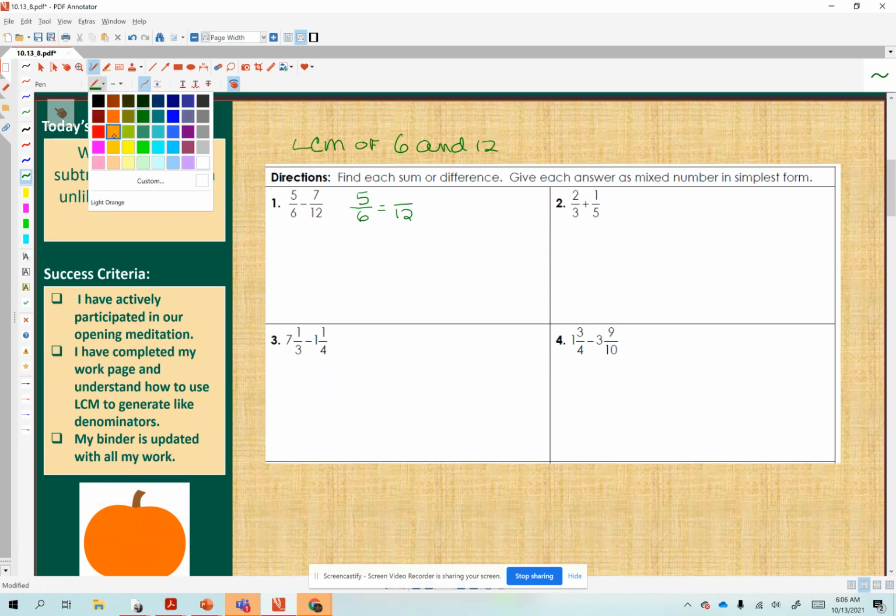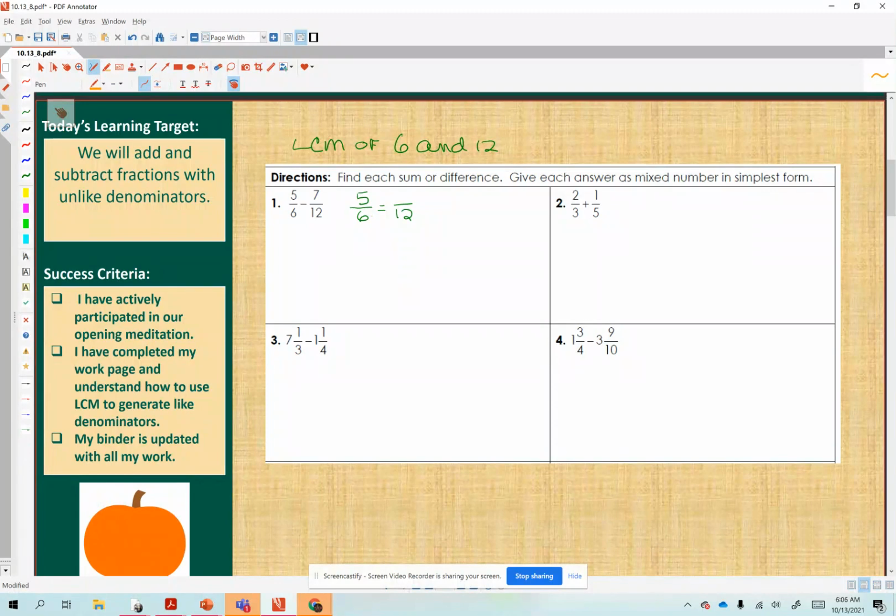Well, in order to get from 6 to 12, I multiplied the denominator by 2, which means I'll multiply the numerator by the same thing. So 5 times 2 is 10. So that means that 10/12 and 5/6 are equivalent fractions. Now I can subtract. So I'll rewrite my problem as 10/12 minus, I'm sorry, minus 7/12.